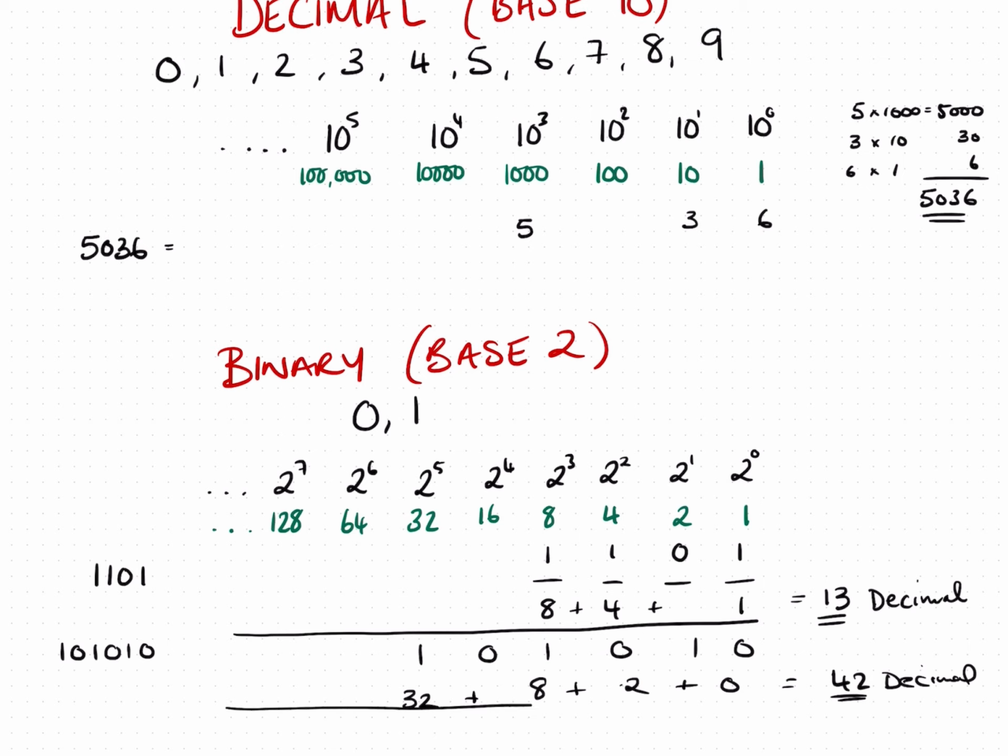A simple example to finish off. Taking the binary number 1000, when we line it up under the values, we get 1 8, no 4s, no 2s, no 1s, which when you add it all together gives you the value of 8 as a decimal.